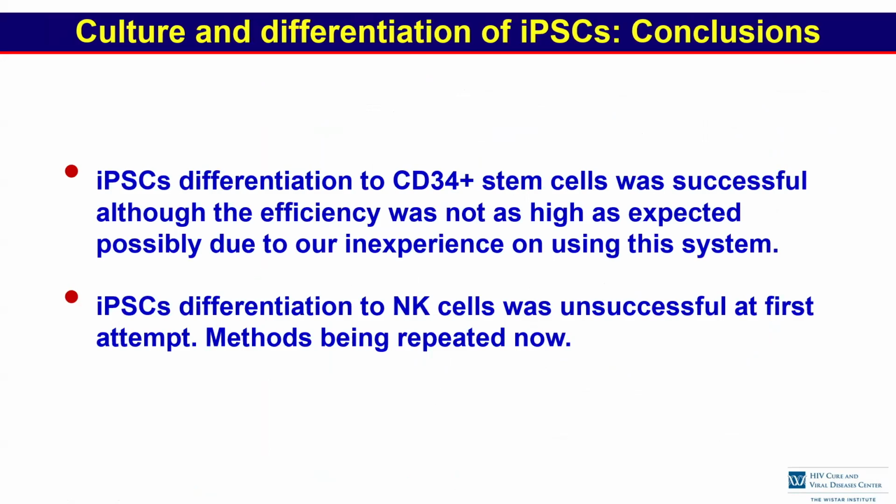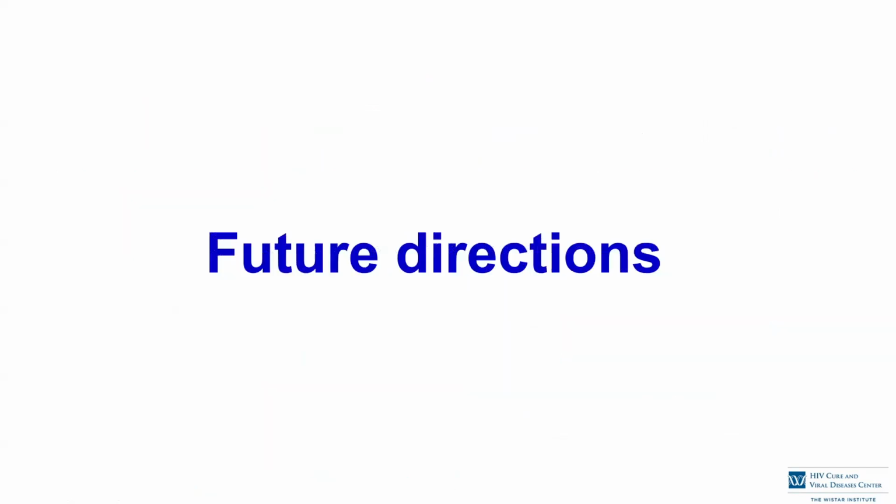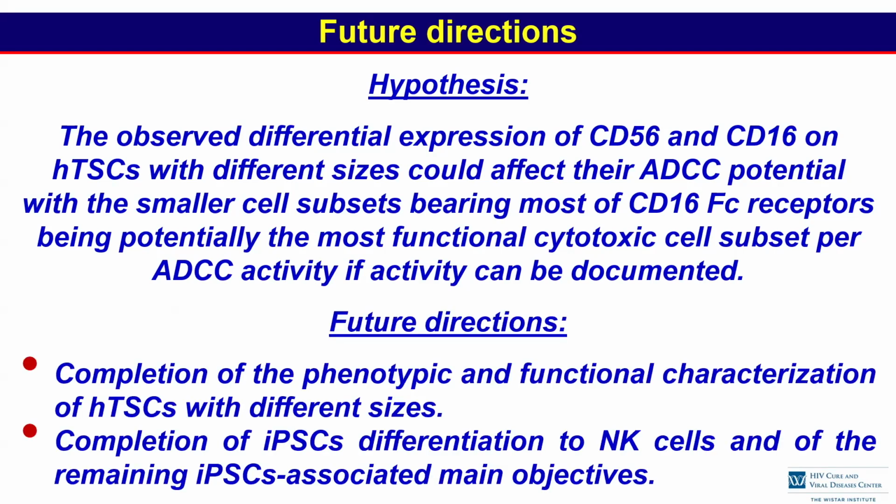So basically, we were able to thaw and expand the iPSCs, and we are still working on the NK cell differentiation. So far we are able to culture and expand the cells and characterize them, and we showed the different sizes in the trophoblast stem cells. So the hypothesis is that the trophoblast stem cells that have smaller sizes may be more potent in ADCC activity than the ones that are bigger in size. And we are targeting completion of the phenotypic and functional characterization of both cell lines, the trophoblast and the iPSC.